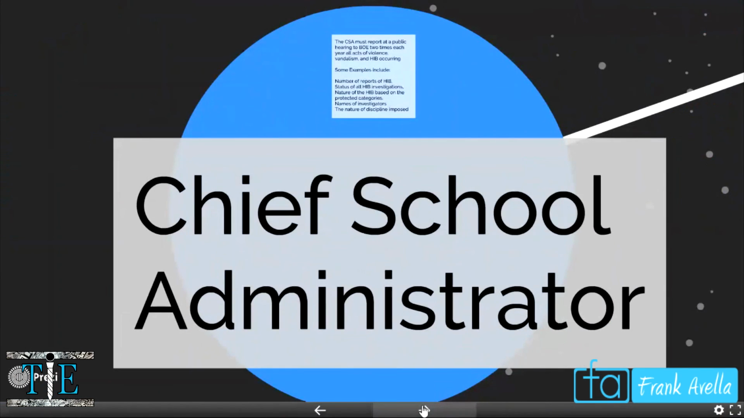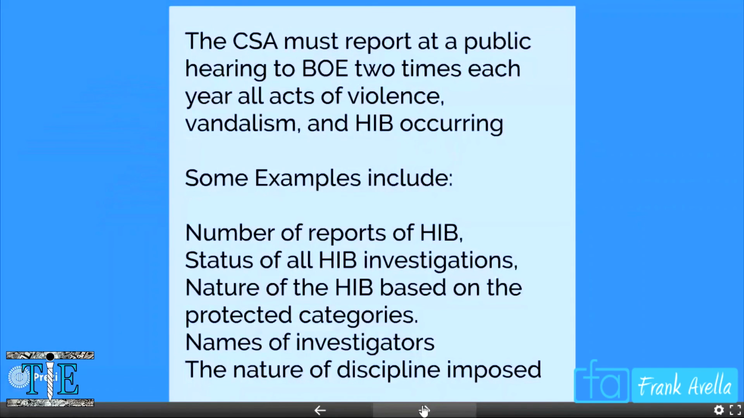And lastly, the chief school administrator. The chief school administrator must report at public hearings to the Board of Ed twice each year, and they have to report any act of violence, vandalism, HIB occurring. So whenever something like that happens, they have to report it to the Board of Education.